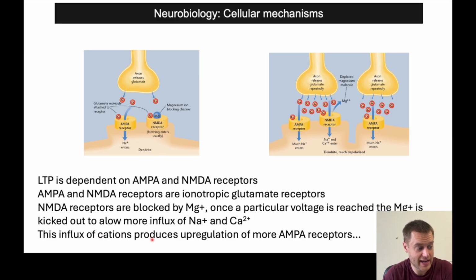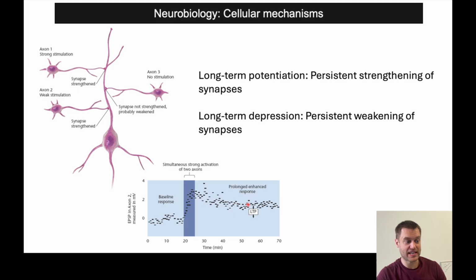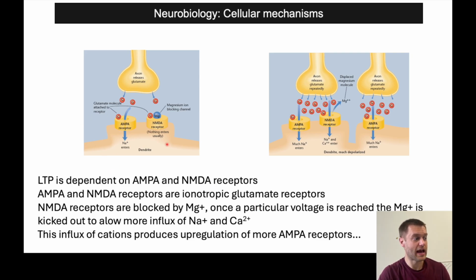This influx of cations produces upregulation of more AMPA receptors, which then causes the cycle to continue. So essentially, this increasing AMPA receptor expression is what explains the increase of excitability that we're witnessing during long-term potentiation. So we have an excitatory signal that is sent. We have the activity of AMPA receptors. The AMPA receptor increases the charge of the membrane.